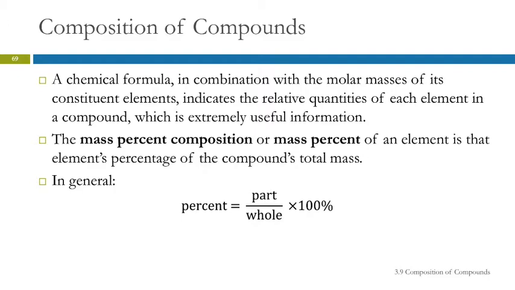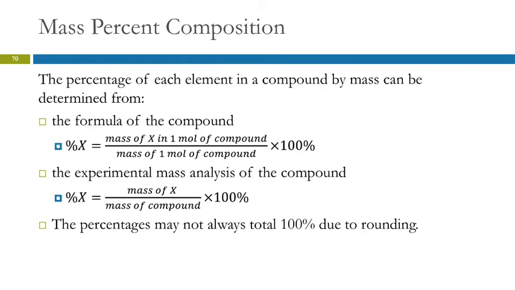So mass percent composition, we're looking at the mass of one element divided by the mass of the whole compound. And then we multiply by 100 to make it a percent. So the percent of X, element X from the formula, is the mass of X in 1 mole of the compound divided by the mass of 1 mole of the compound times 100%. So we can calculate the mass percent from the formula if we know the formula.